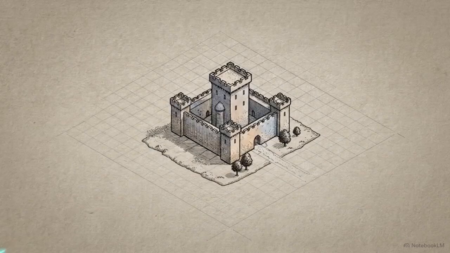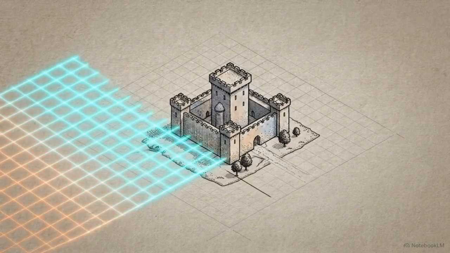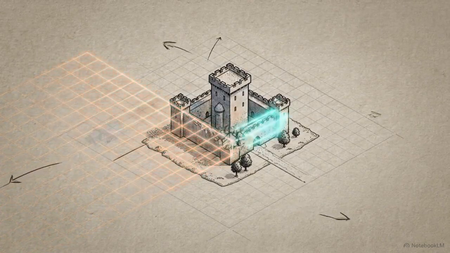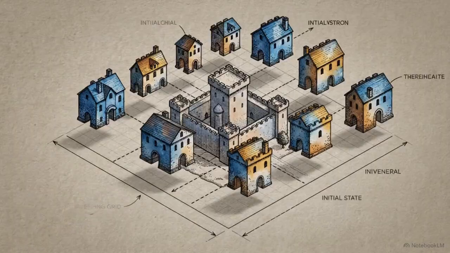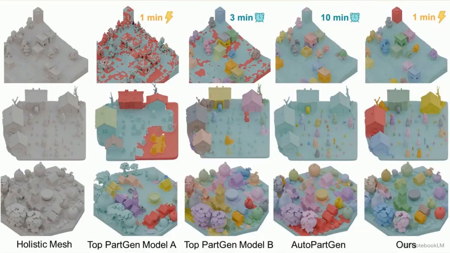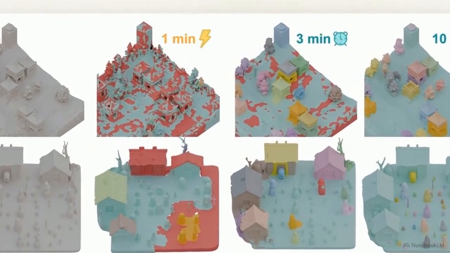On the decomposition side, the optimized connectivity degree sorting yields an F-score of 0.853, achieving precise part segmentation in under a minute. When placed alongside leading monolithic part generators, the difference is stark. Alternative models fragment buildings into unusable shards, or fail to separate the terrain from the structures entirely.